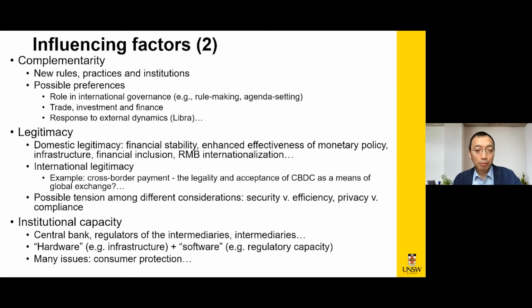And thirdly, I think the preference will include the response to dynamics like those imposed by Libra, because China has basically prohibited private digital currency. A third aspect is about legitimacy. So China has designed the CBDC, indicating that it is good for China in terms of domestic legitimacy, financial stability, efficiency, and so on and so forth.